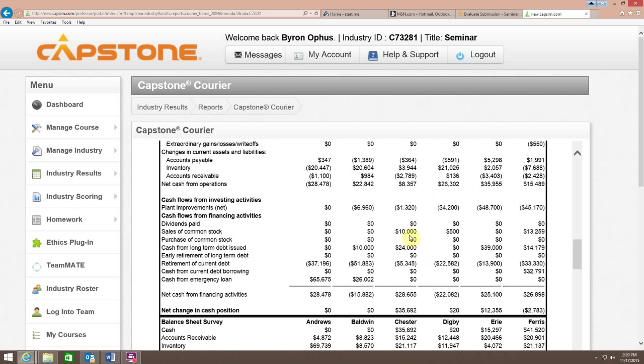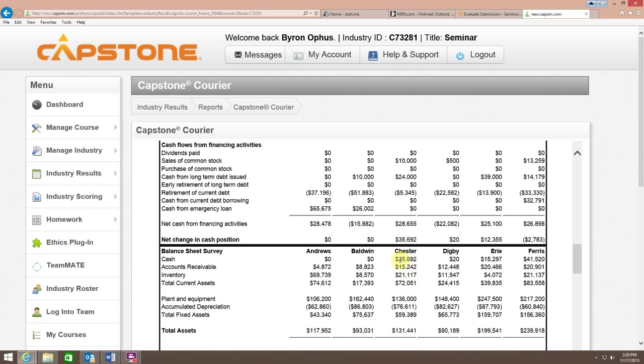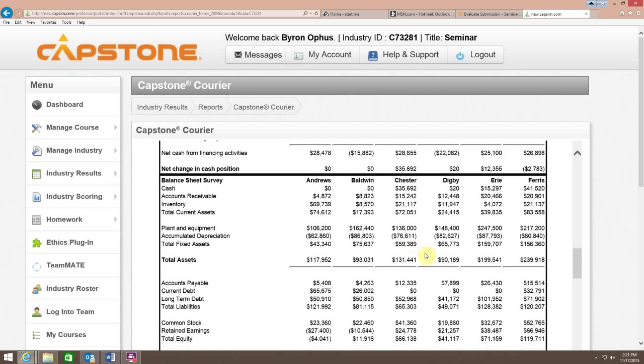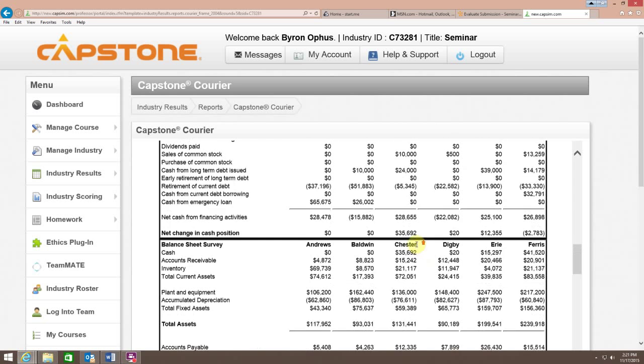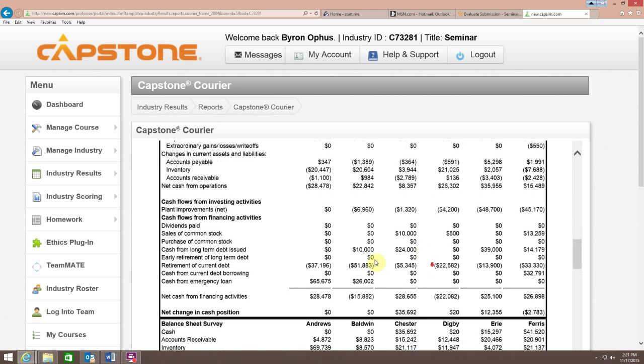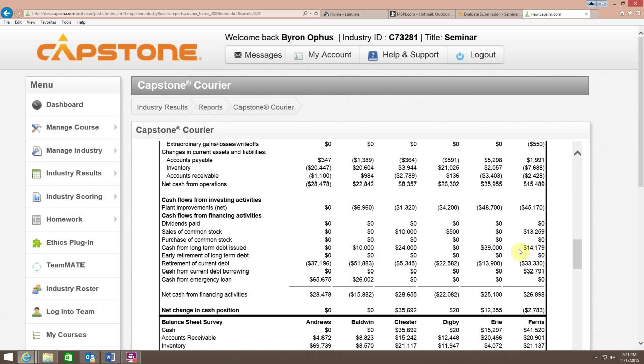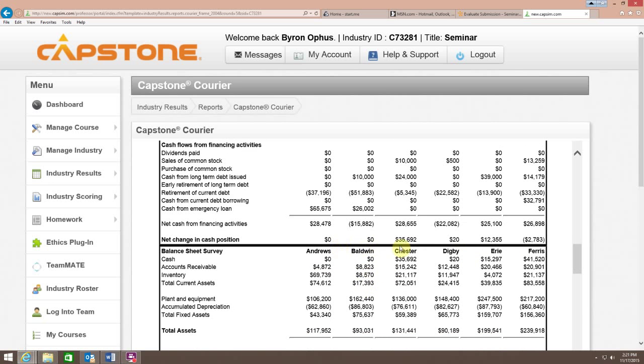And in Chester's case, look at that. They sold $10 million in stock and they got $35 million in cash. And so it's just added to their equity, which makes it more difficult to have a return on equity, et cetera, right? So we got some debt, retirement of current debt. Okay, that's automatic. Got a couple emergency loans and big emergency loans. Okay. Net change in cash position, some positive there.